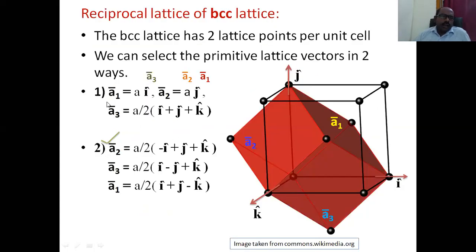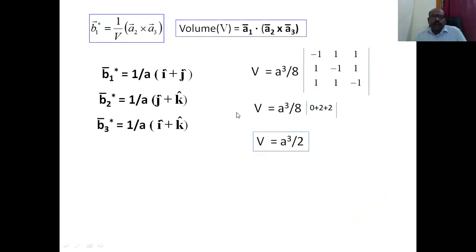So there are two sets of basis vectors. Now I am taking this set of basis vectors. It is symmetrical in nature. So we can remember, a1 was having the coefficients 1, 1, minus 1, and I have ordered this.